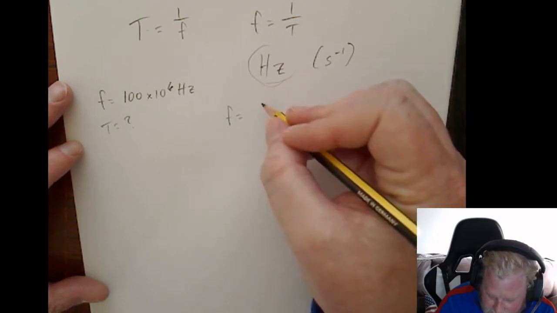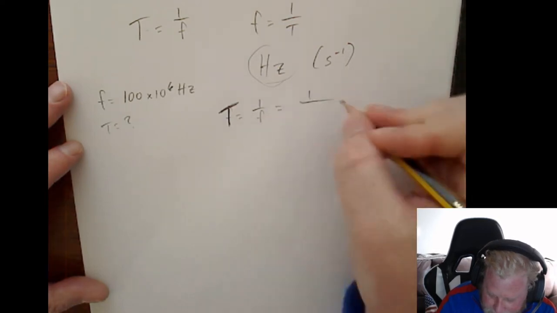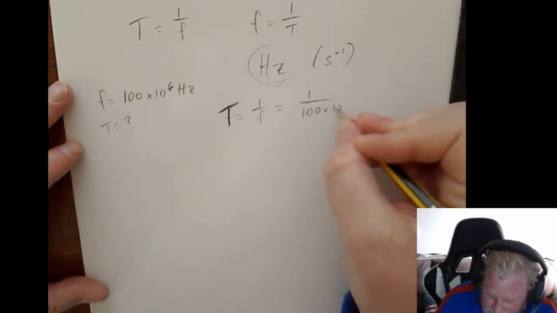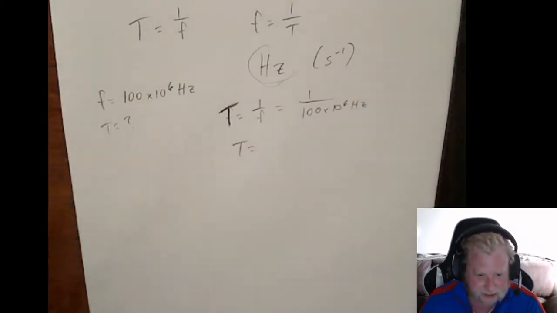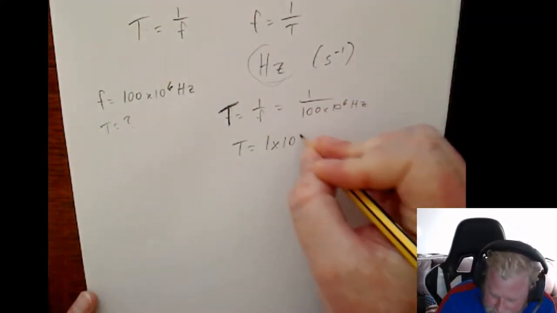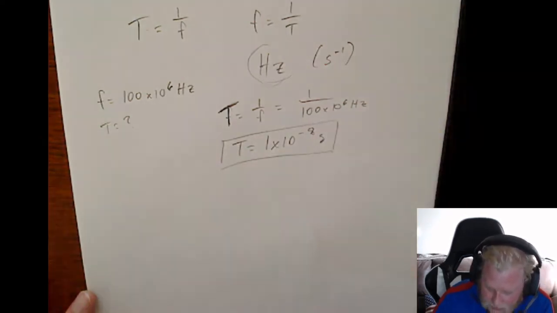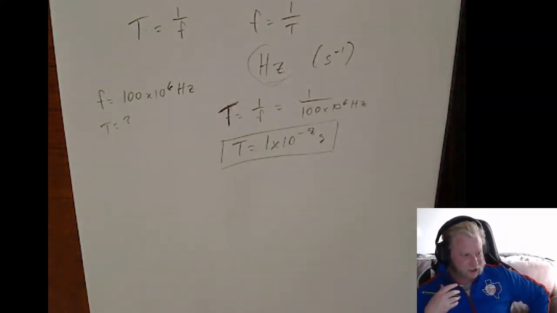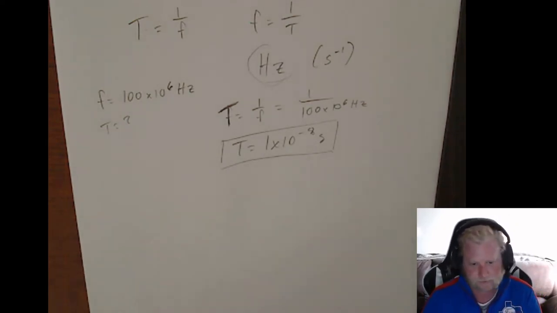Period is 1 over frequency, well, your period is 1 over 100 times 10 to the 6 hertz. And so your period comes out to be 1 times 10 to the negative 8th seconds. So again, you've got that inverse relationship, right? The greater the frequency, the lower the period. The lower the frequency, the greater the period, right? So you have that nice inverse relationship there.